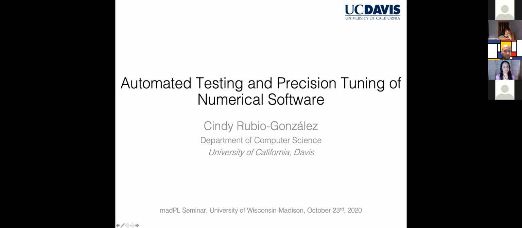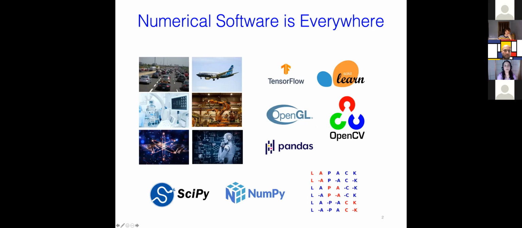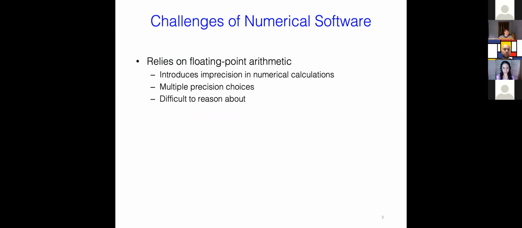First of all, I would like to emphasize how numerical software is everywhere these days. Numerical software represents the foundation for a wide variety of software applications, including safety critical systems, such as control systems for vehicles, medical equipment, etc. And popular libraries, even for machine learning, computer graphics, computer vision, they all rely on numerical libraries, such as SciPy, NumPy, LAPACK, to perform numerical calculations. So these are just a few examples.